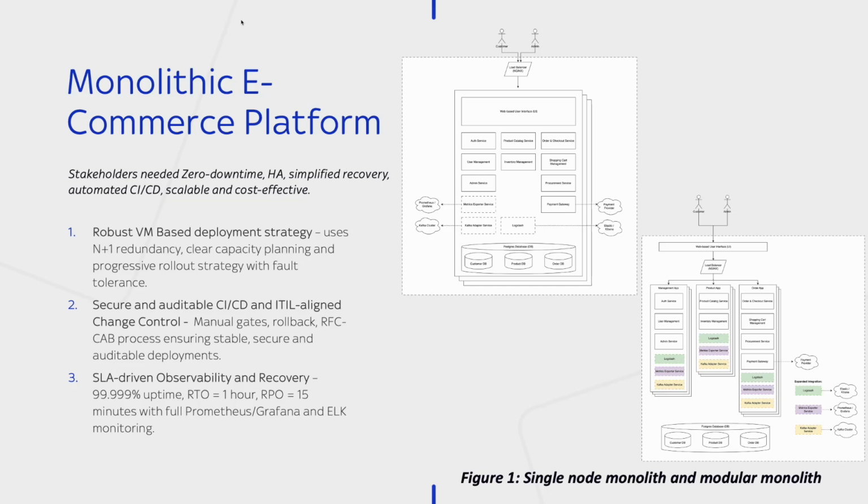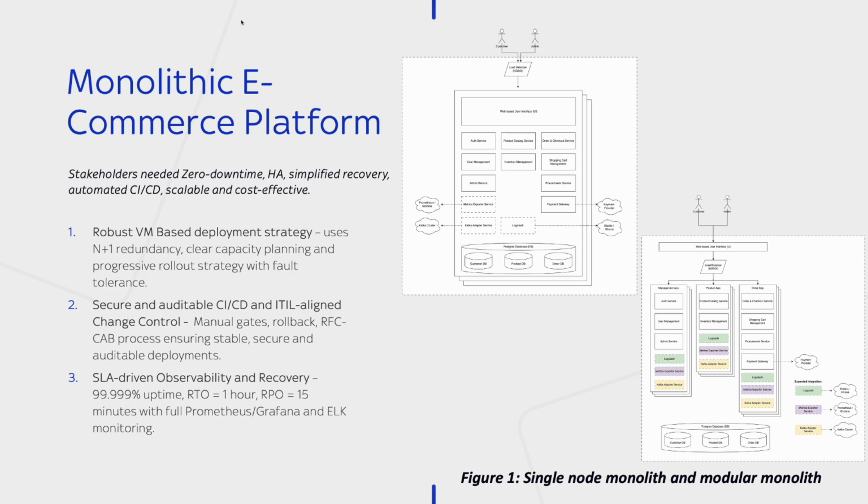Secondly, we introduced a secure and auditable CI/CD pipeline aligned with ITIL 4 change control. We have manual gates that are used for sensitive phases, supported by RFC and CAB process to manage risk and ensure stable deployments for any changes raised, especially crucial for stateful applications like this.